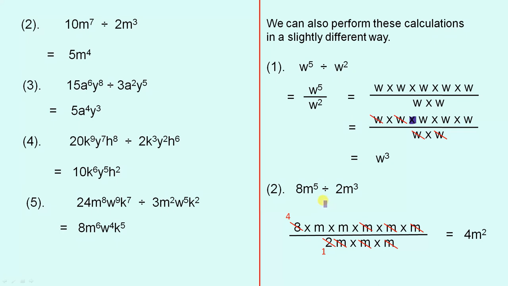Very similar here. You can do it the normal way, like we did here, or there's another option. 8m to the power of 5, that's there. 2m cubed is there. You cancel 3 m's from there and another 3 from there. 2 into 2 goes once. 2 into 8 goes 4. So the answer is 4m squared. And there it is there.